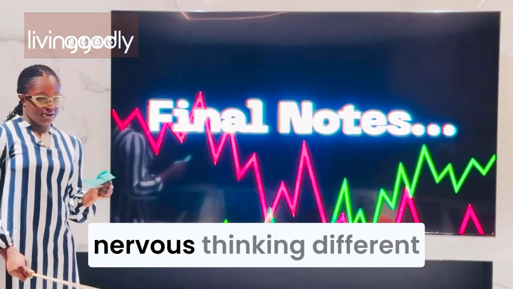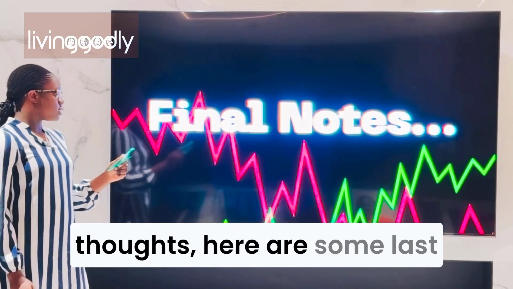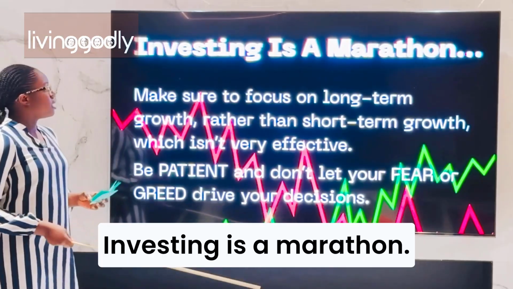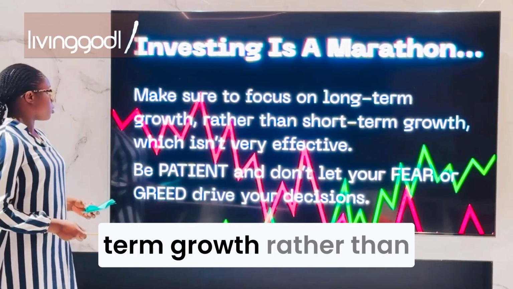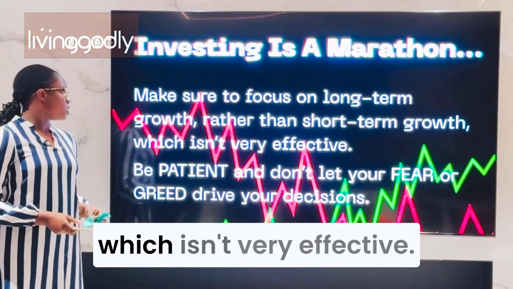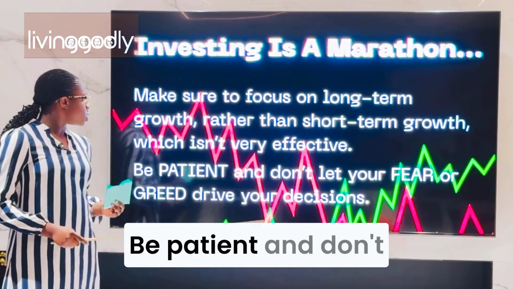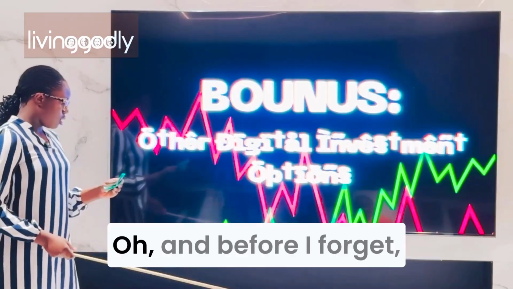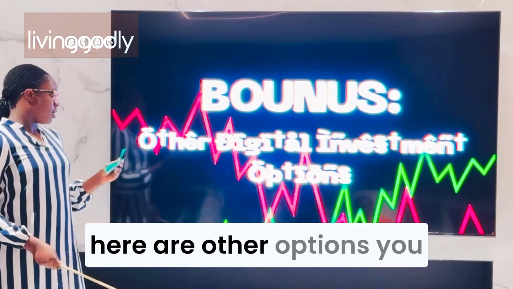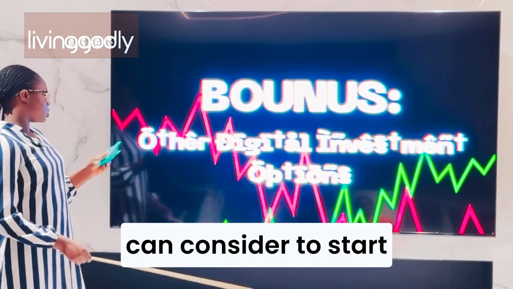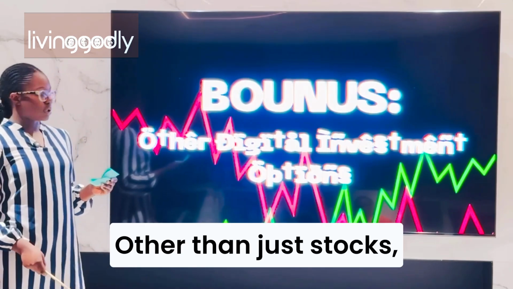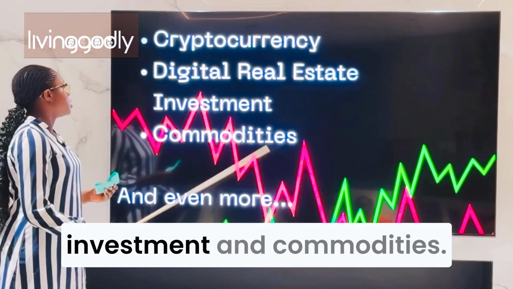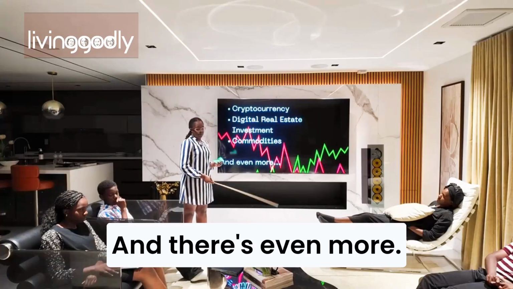Before you start becoming nervous, thinking different thoughts, here are some last notes of encouragement. Investing is a marathon. Make sure to focus on long-term growth rather than short-term growth, which isn't very effective. Be patient and don't let your fear or greed drive your decisions. Oh, and before I forget, here are other options you can consider to start your investing journey other than just stocks. There's cryptocurrency, digital real estate investment, and commodities, and there's even more.